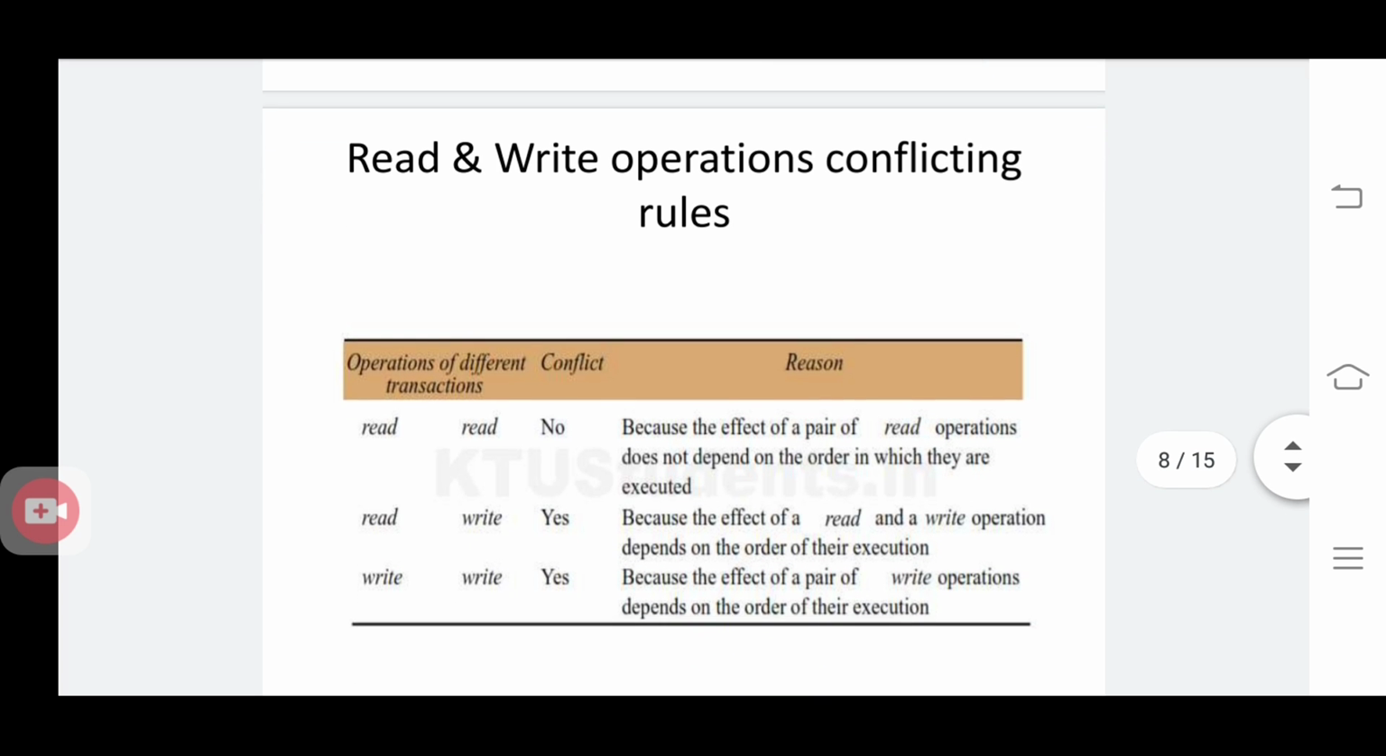Okay, so what are the read and write operations conflicting rules? If we are doing two read operations, they have no conflict because we are just reading, not updating the value. The effect of a pair of read operations does not depend upon the order in which they are executed. But if it is a read and write or write and read, it will definitely depend on the order of the execution. It will affect the other operations, like the read operation or write operation. So these are the conflicting rules for read and write operations. One pair of operations whose effect depends upon the order in which they are executed is known as conflicting operations. Read and write are conflicting operations, and we have three rules for this.